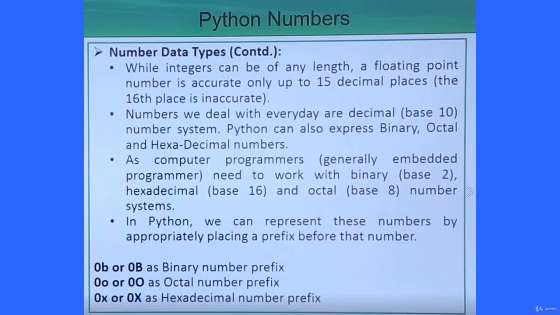In Python, we can represent these numbers by placing an appropriate prefix before the number. Now, what are the prefixes? Here you see, we can write 0b or 0B as the binary number prefix. We have 0o or 0O as the octal number prefix. We have 0x or 0X as the hexadecimal number prefix. So these are the prefixes we have to represent the respective number.